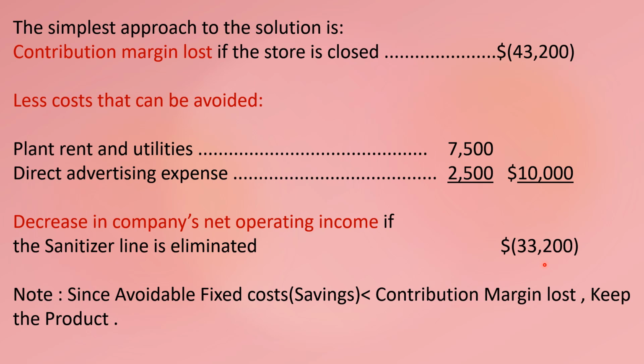Now, what is the decision that you're going to take? Since the avoidable fixed cost, or the savings that you're going to make, is less than the contribution margin lost, we have to keep the product. You cannot discontinue the product.